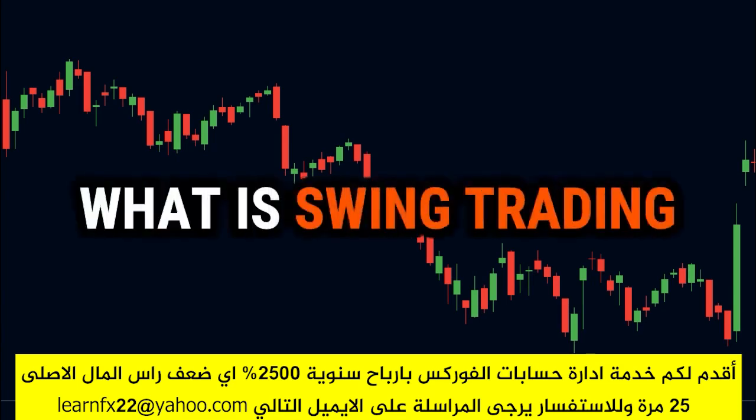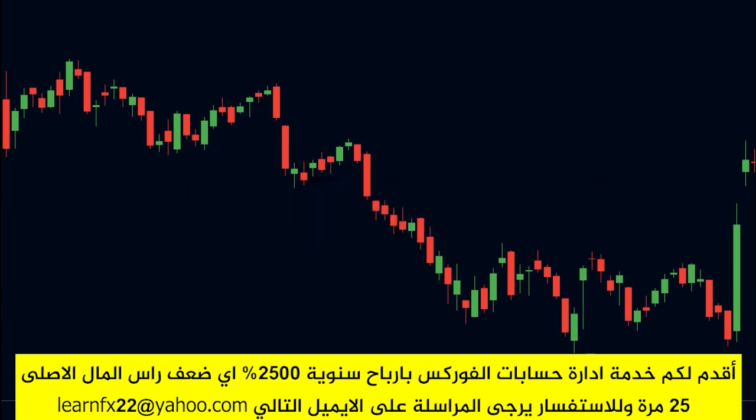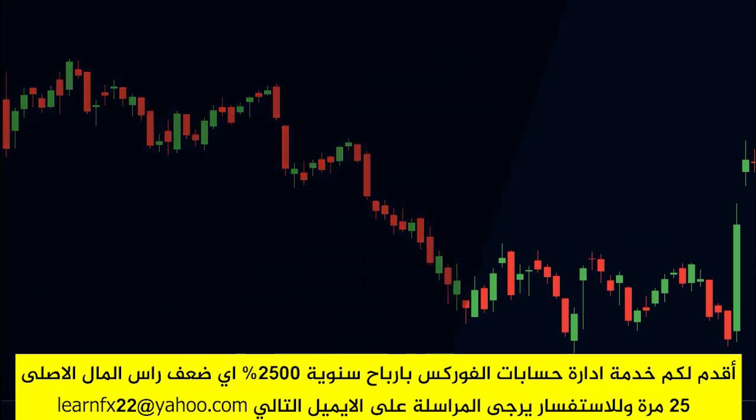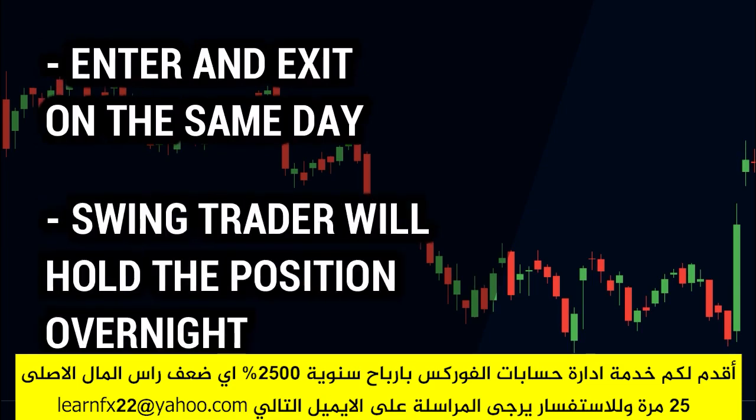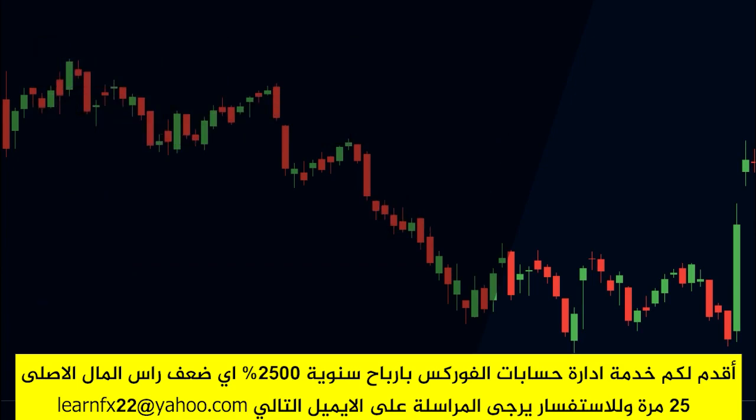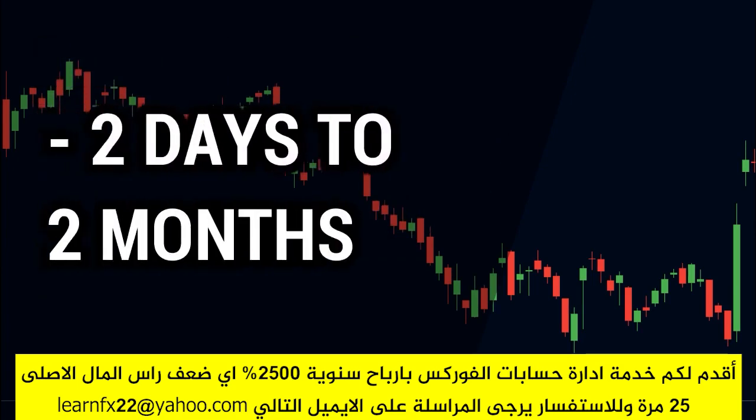First, let us understand what is swing trading. Just like day trading, swing trading is also a style of trading. The difference between a day trader and a swing trader is that a day trader will enter and exit the trade before the close of the market. On the other hand, a swing trader will hold a position overnight. On average, a swing trade can last from 2 days to 2 months.